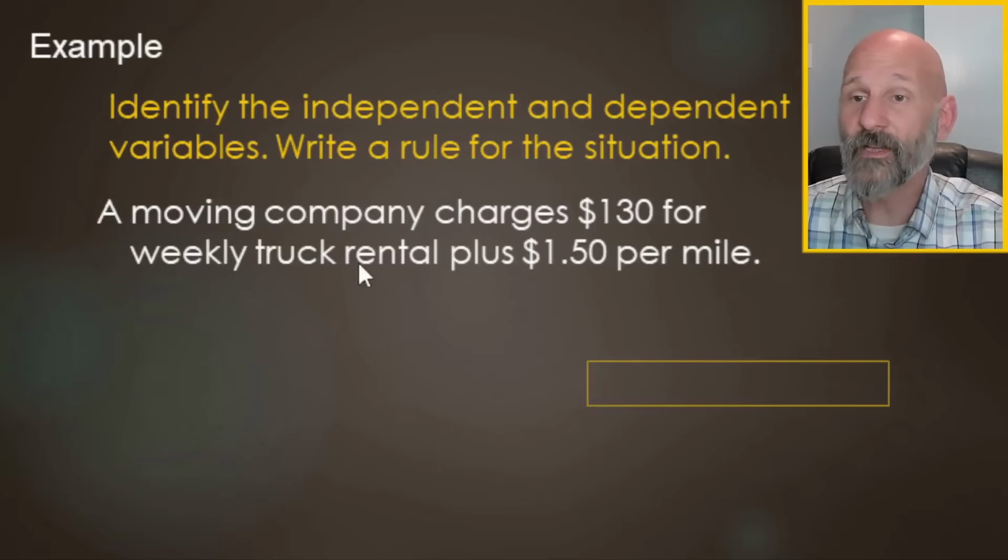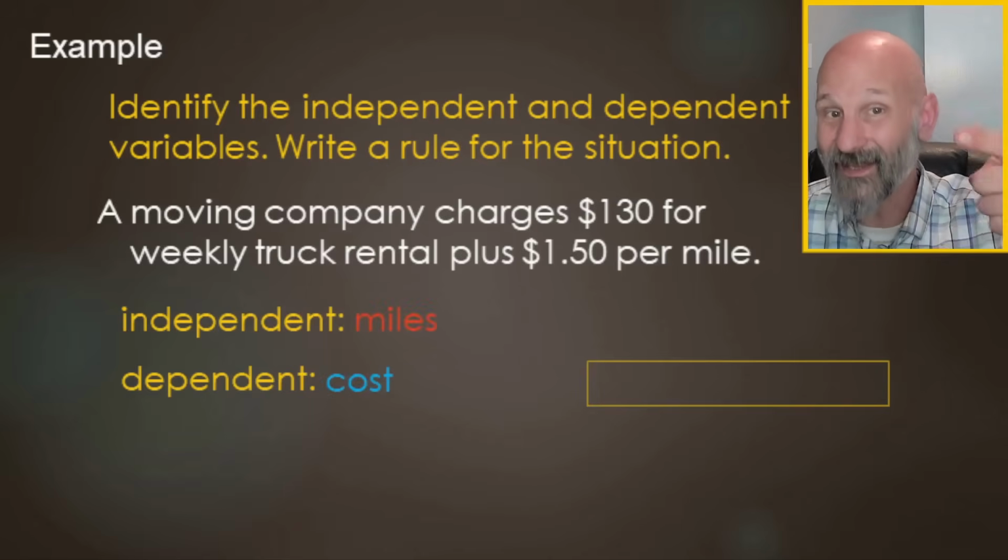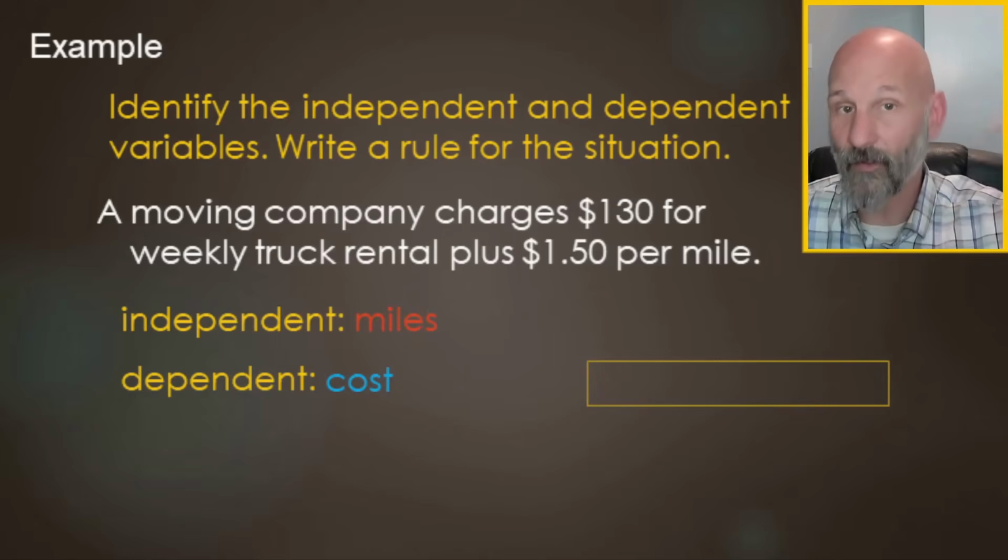A moving company charges $130 for a weekly truck rental plus $1.50 per mile. So we're going to write a function rule. We do have to identify our variables, which goes with which, cost versus miles. The independent variable is the miles, because the cost depends on the number of miles.